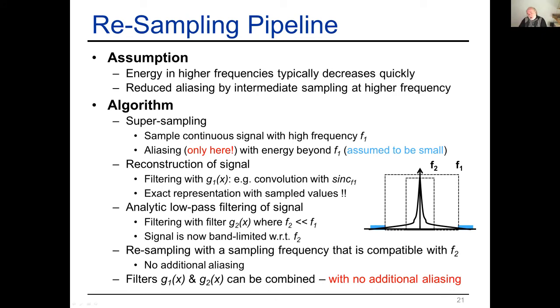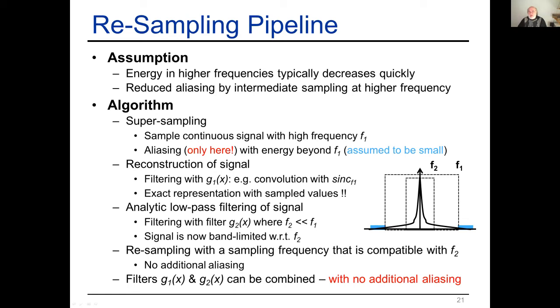Still, I've modified my signal, right? I've thrown away the high frequencies, but I would have to do this anyway. There's just no way I can represent the high frequencies that are higher than f2, right? With the sampling f2 that I can afford. But I've not introduced aliasing errors.